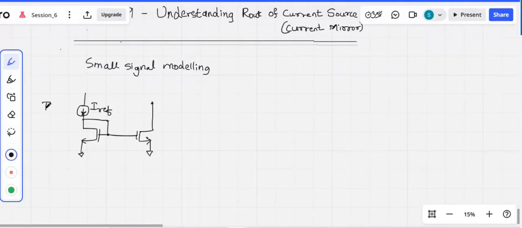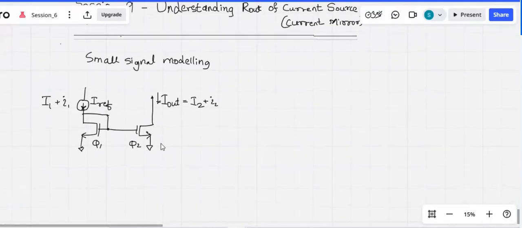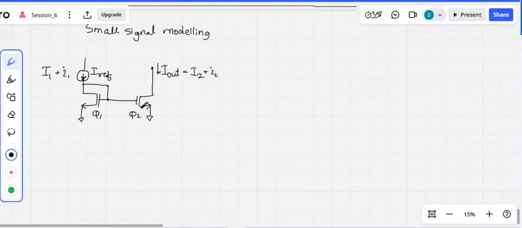So let's try to get into this. Here is my I out, which is again a combination of DC plus AC. Okay, let's see, I have this particular circuitry. I'm keeping it very specific to this circuitry, and later we'll figure out various versions of current mirrors and current sources. So what exactly, in simple terms, is the current mirror?